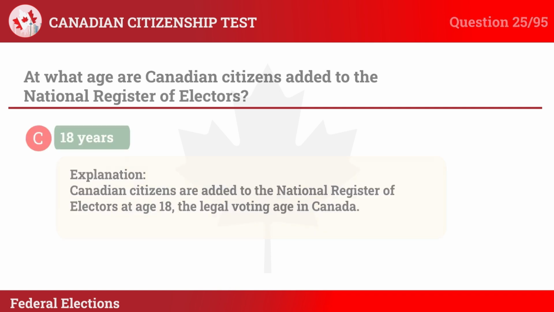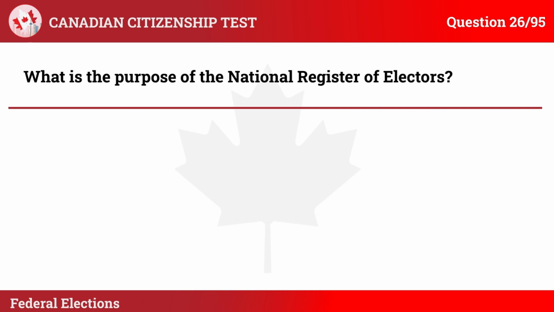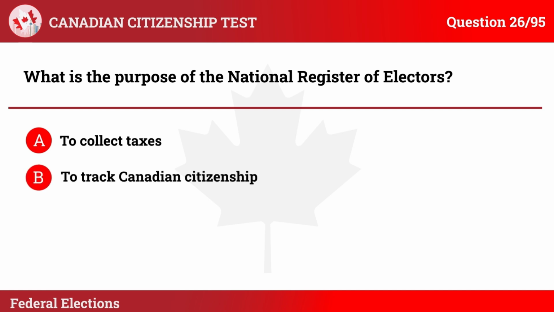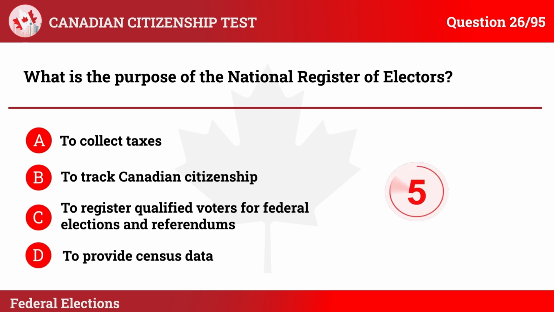Question 26. What is the purpose of the National Register of Electors? A. To collect taxes. B. To track Canadian citizenship. C. To register qualified voters for federal elections and referendums. D. To provide census data.